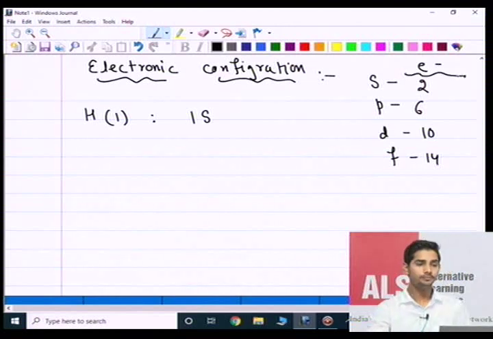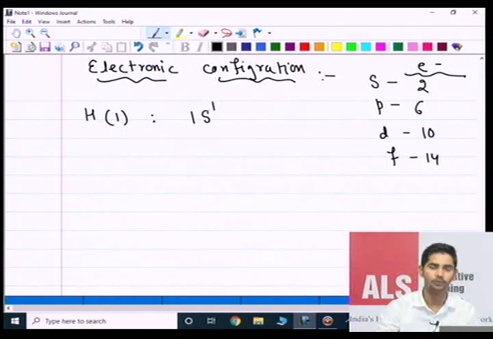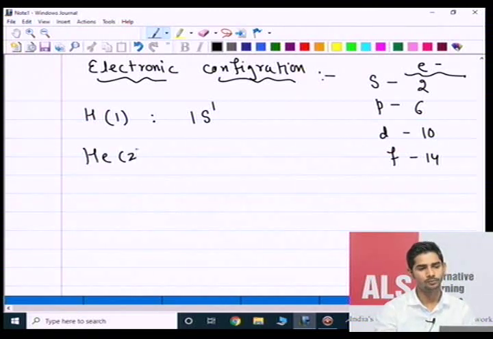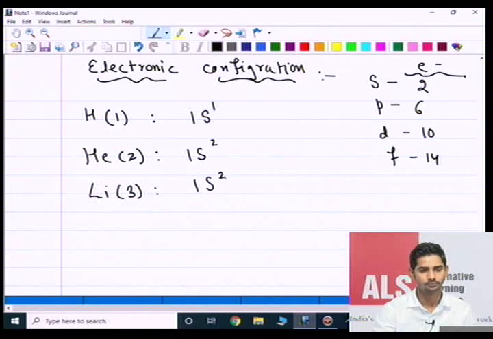Okay. So guys, H, atomic number 1, it means that 1 electron is there. So you will write 1 over here. The power represents the number of electrons. Next is helium, atomic number 2. So I can write it 1s2. Okay. Lithium, atomic number 3. You will say 1s2.